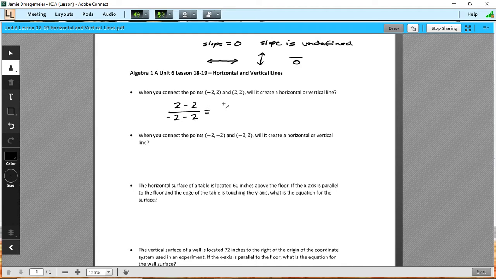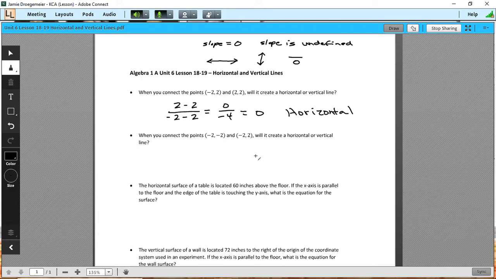And so 2 minus 2 is 0. -2 minus 2 is -4. So the line between these 2 points has a slope of 0. 0 is in the numerator. And so we said if it's a slope of 0, that is a horizontal line. So if you drew the line between those 2 points, it would be a straight line going left to right.